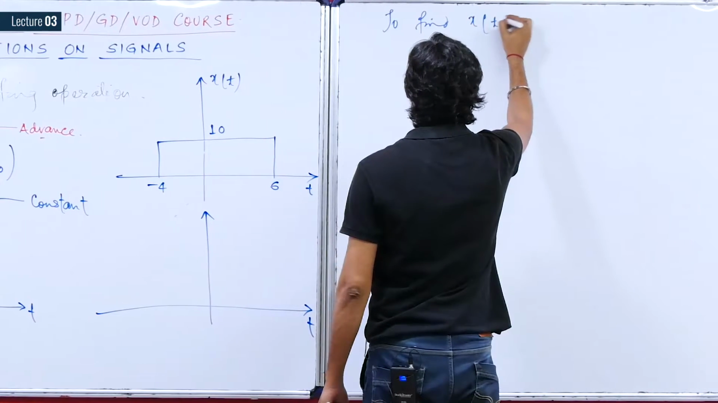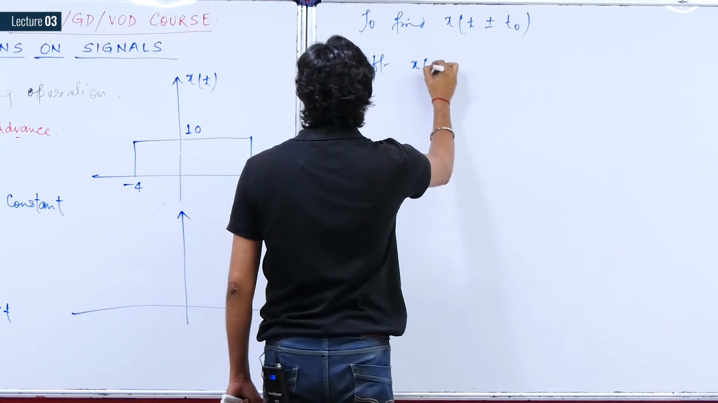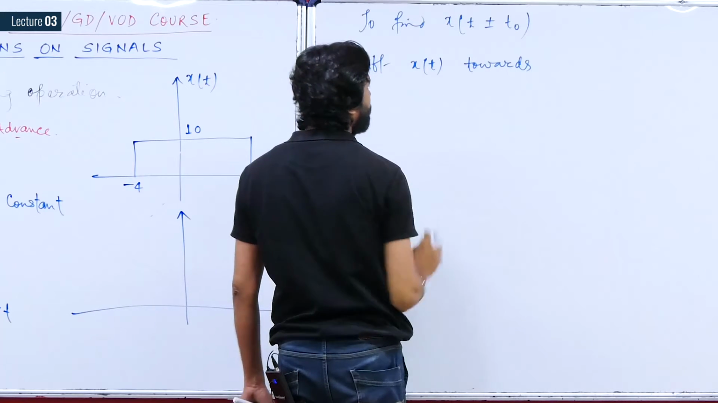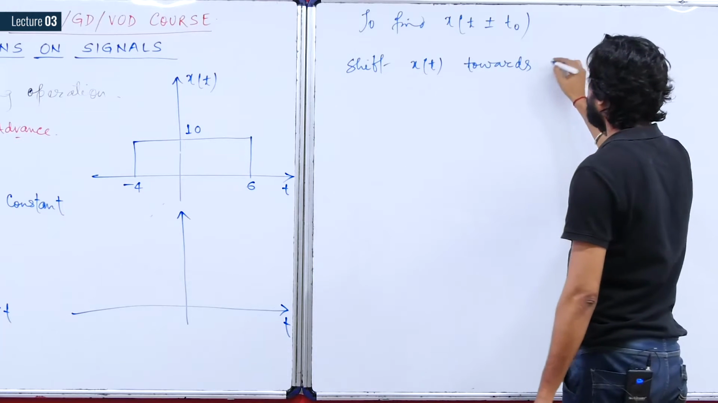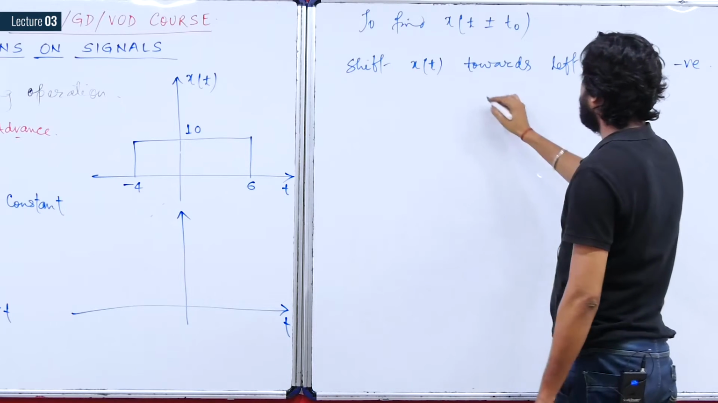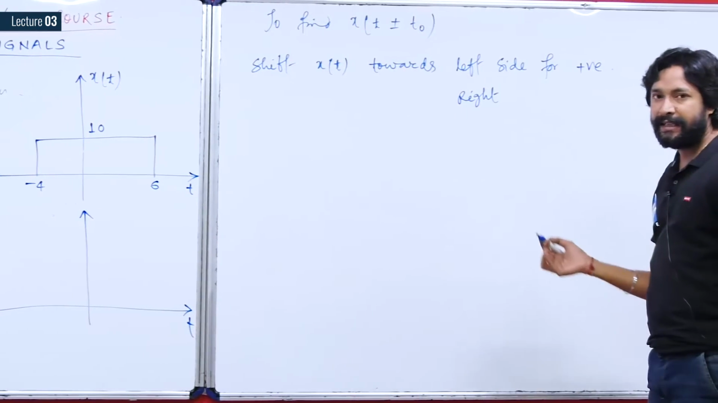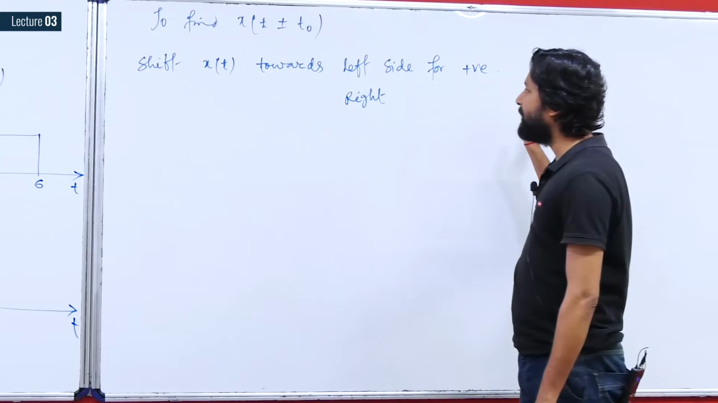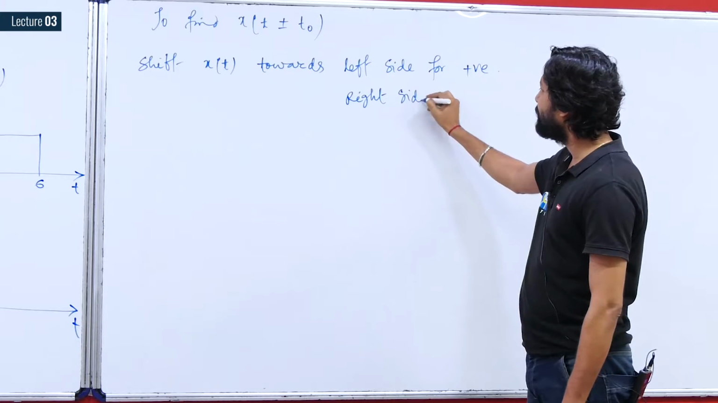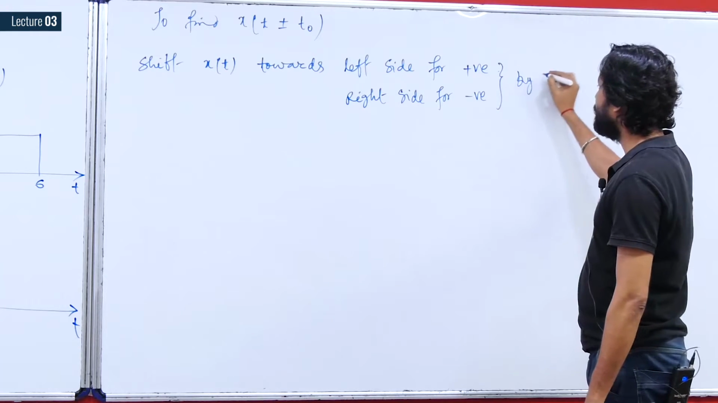So to find x of t plus or minus t naught, what will you have to do? Shift x of t towards the left side for positive sign, and towards the right side for negative sign. If you are advancing the signal, that is if a positive sign is given, then you will be shifting the signal towards the left hand side to advance it, and shift the signal to the right side if the sign is negative, by t naught.